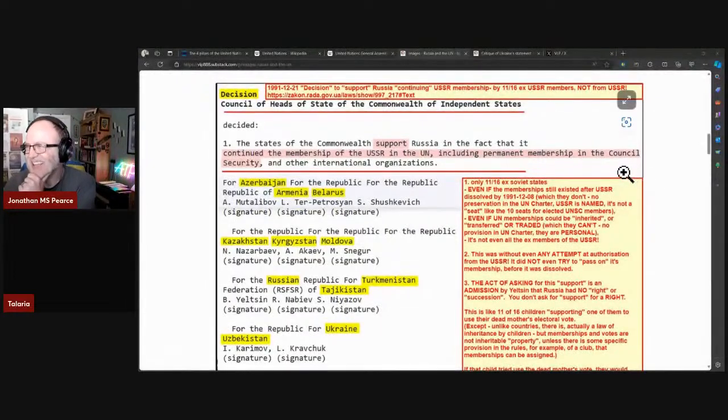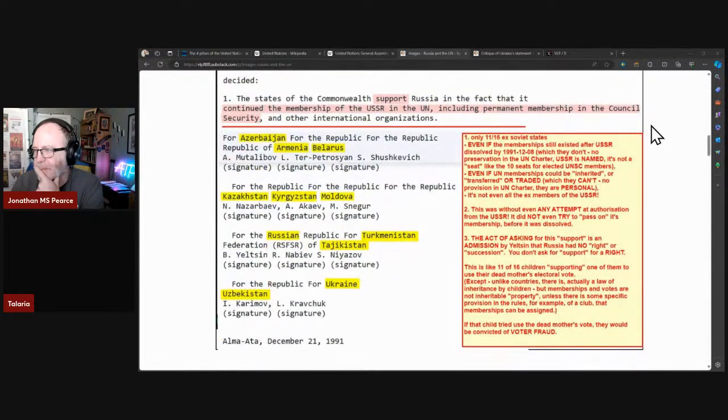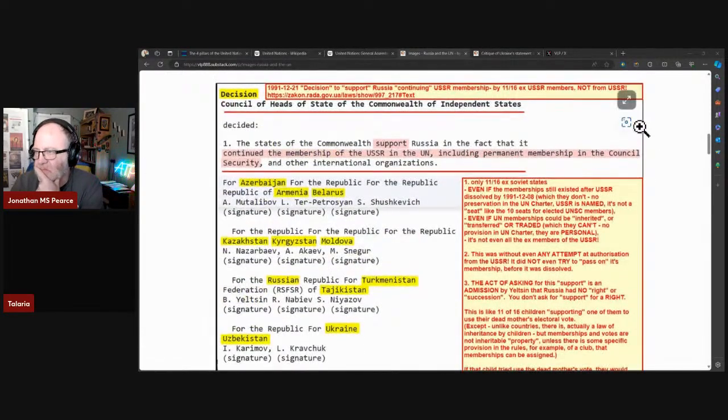However, this subsequent document, this is really Russia, Yeltsin trying to pull the wool, as we say in New Zealand. You've got a lot of wool to pull there. Now, here, what they've done is, out of the 15 members of the USSR, Yeltsin has managed to herd up 11 of them to say that they support the continued membership of the USSR, Russia continuing the USSR's membership in the UN.